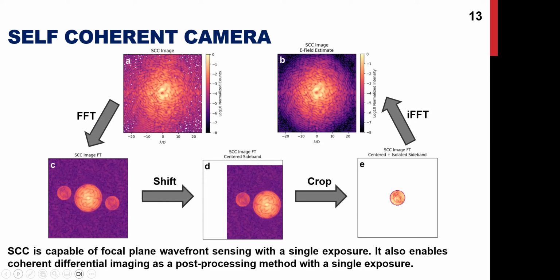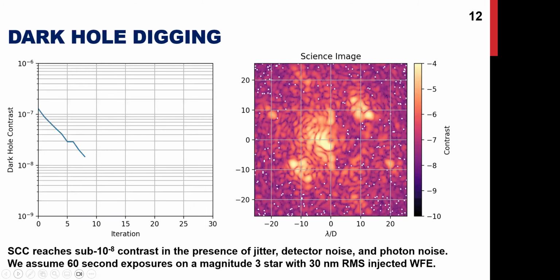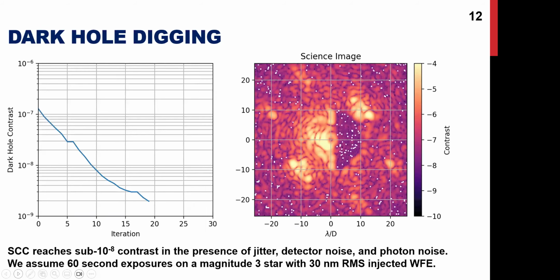That includes the incoherent portion. So you can get the incoherent portion, subtract away the coherent portion, and that leaves you with the incoherent portion, which should be planets and disks and such. So it's also just post-processing for free. So it's cool. But yeah, we can use that model, dig some dark holes.